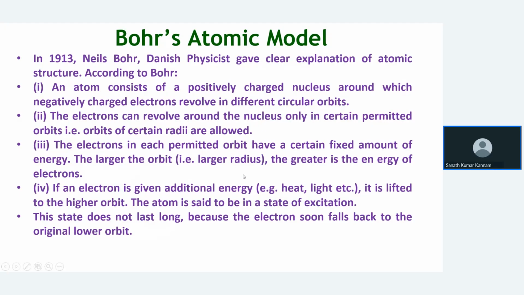At certain permitted orbits they have a fixed amount of energy. So the larger the orbit, the greater the energy of the electron. As I told you, as the electrons move away from the nucleus, the energy of the electron will increase. If you give additional energy to this electron, in terms of heat or light or some external electric field, we can lift this electron to a higher orbit. We can call this a state of excitation.